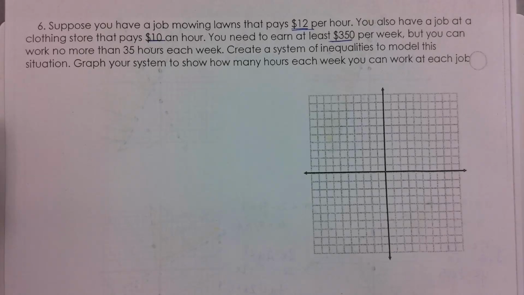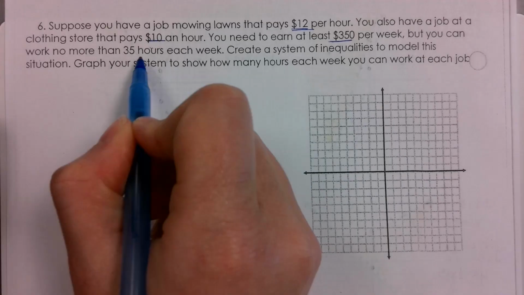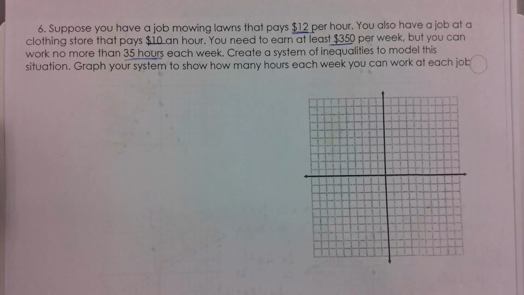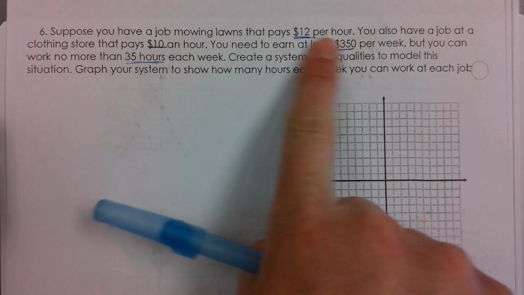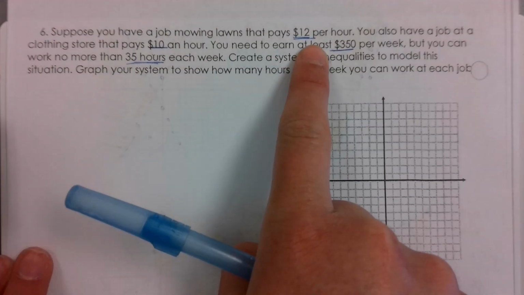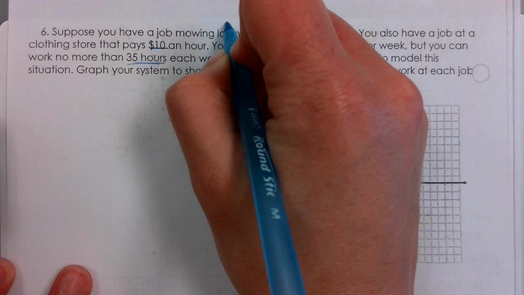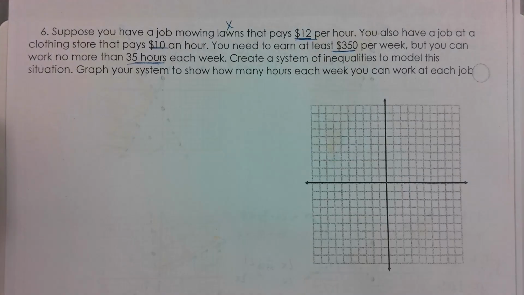So very similar to the one that we did before, you're going to have one inequality that's talking all about money. And then we're going to have another inequality that's talking about our hours. So if we're talking about money, what do they tell you about money? What information do they give you that involves money? Mowing lawns pays $12, yeah? What variable do you want to use for mowing lawns? X, so we'll say lawns is X, and you get 12 per hour there, so how could we write that? 12X.